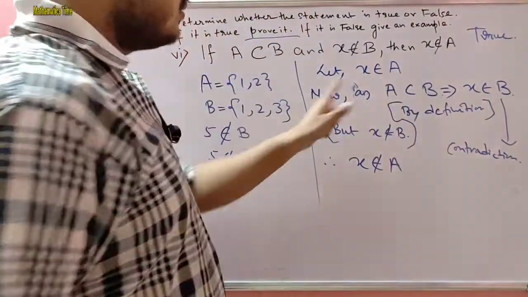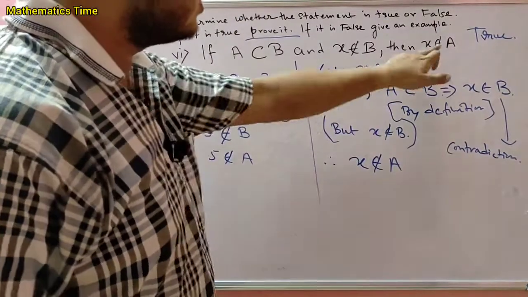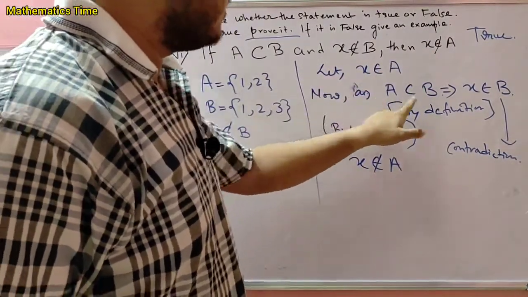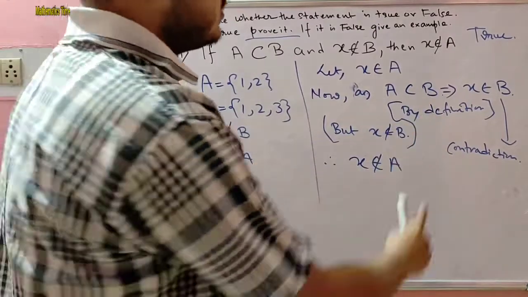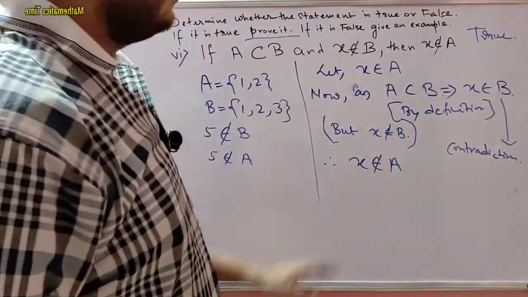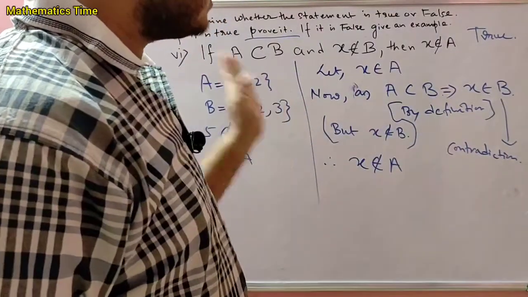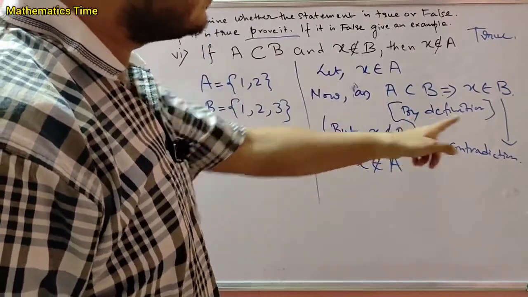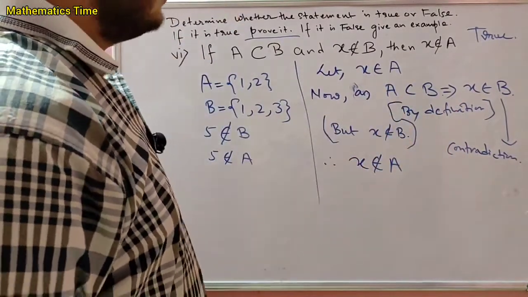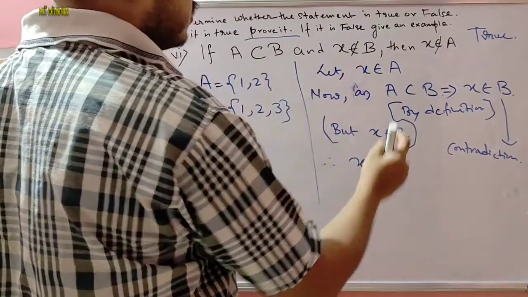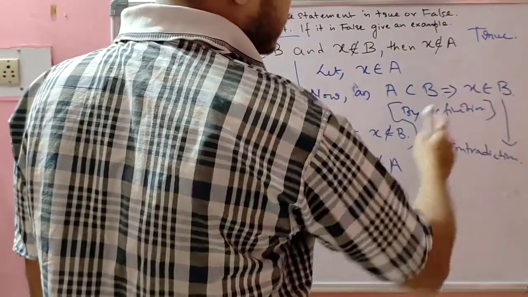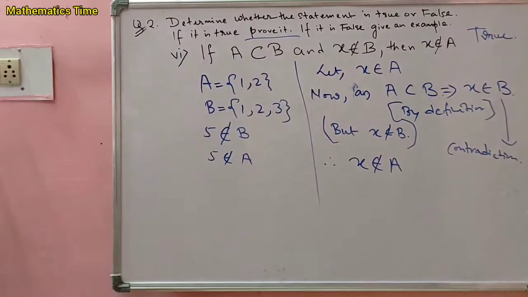First we have to consider x belonging to the set A. We have to contradict this first. Then as A is a subset of B, x will be an element of B because of the definition. As per definition, if x belongs to A, then x will be an element of B if A is a subset of B. But it's given in the statement that x does not belong to B. So this is a contradictory statement. So x will not be an element of A.